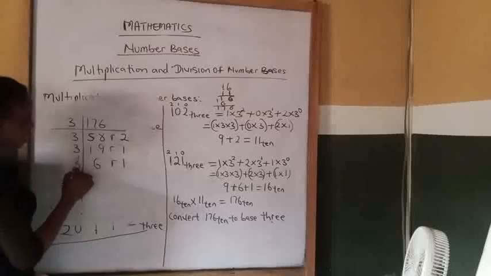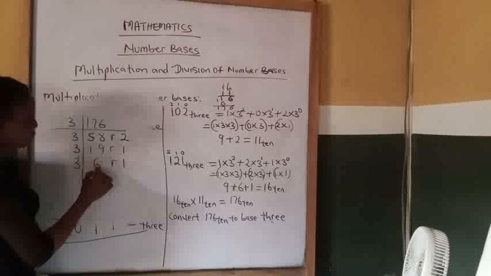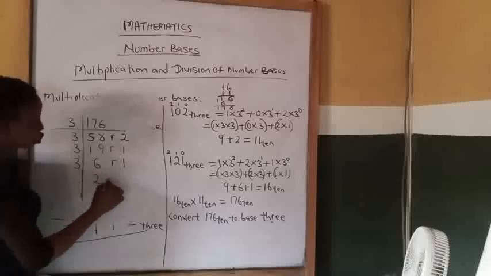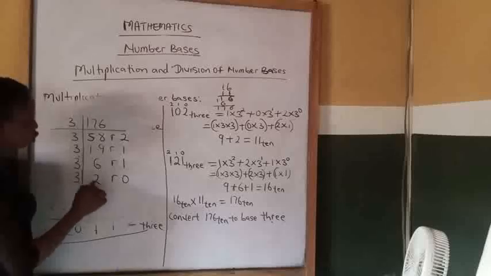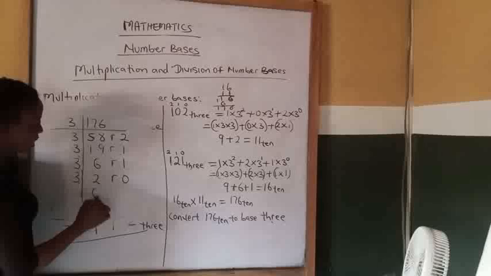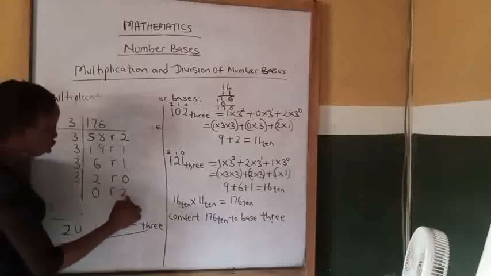Then you still divide. 3 in 6. How many 3 can we get in 6? That is 2. Remainder 0. So you still divide by 3. How many 3 can you get in 2? It's not possible. That is 0. We still remain with 2 on ground.